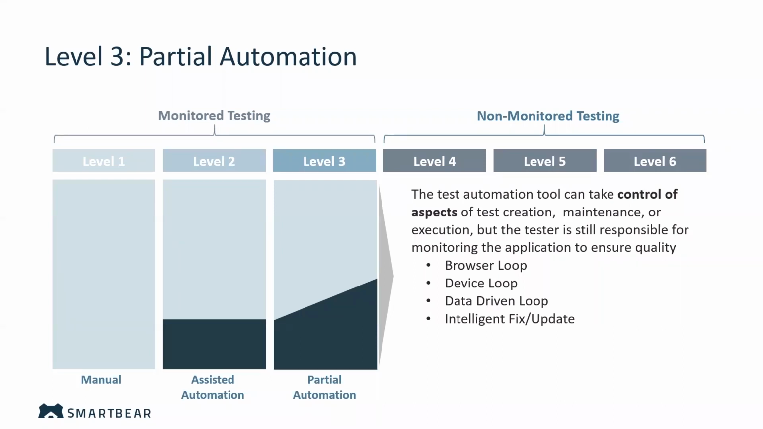And you'll see here, these are the type of automation features that are associated with this level. So browser looping, this means running your test over multiple browsers. So for example, I recorded my test in Firefox and now I want to run it over multiple browsers. Then you have device looping. So maybe you have a couple of mobile devices that you want to run the same test over and you do not want to re-record or duplicate that test. You can insert a device loop. We have data-driven loops. And then we have intelligent fixes and updates.